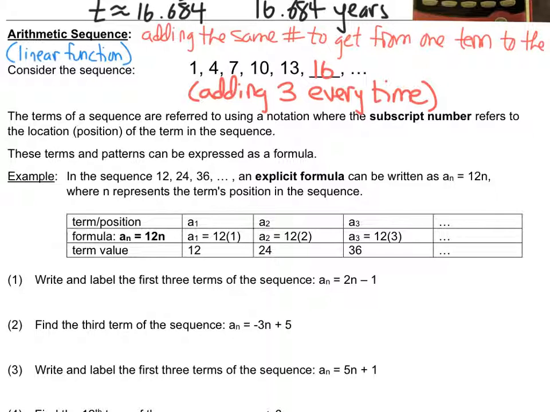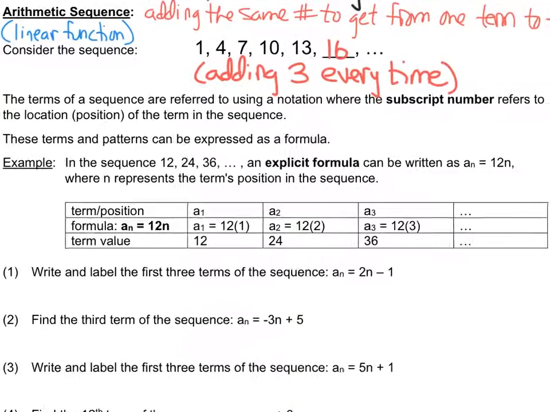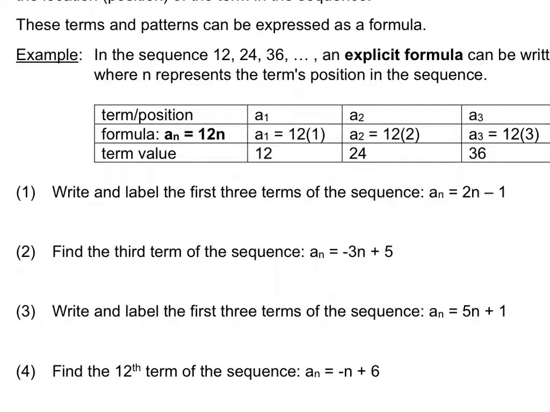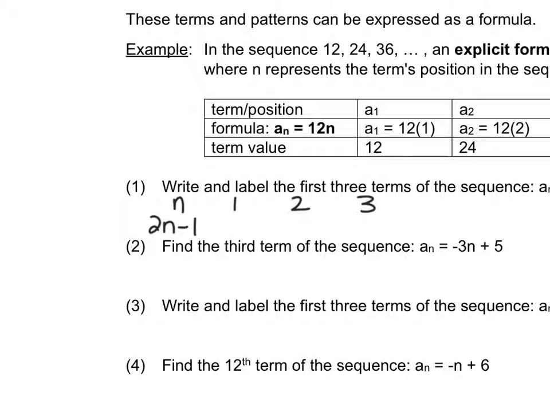So, number 1, write and label the first 3 terms of the sequence. A sub n is equal to 2 times n minus 1, right? So this is the way I like to do it, to get around the weirdness of the notation. I'm going to list out the n values. Then a sub n is 2n minus 1. All right, so this is my a sub n. I'm just going to draw an arrow to it.